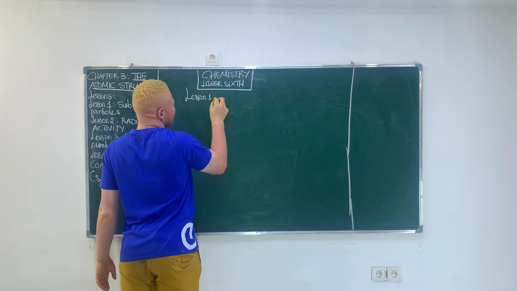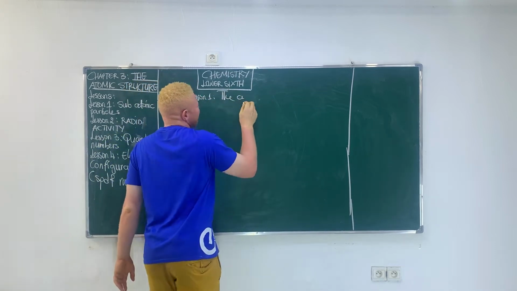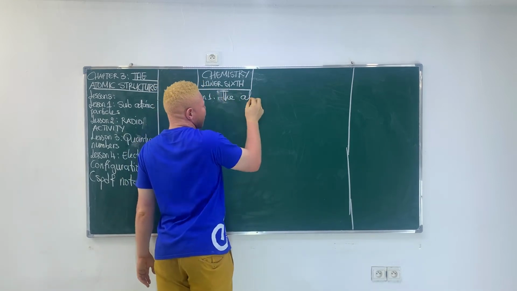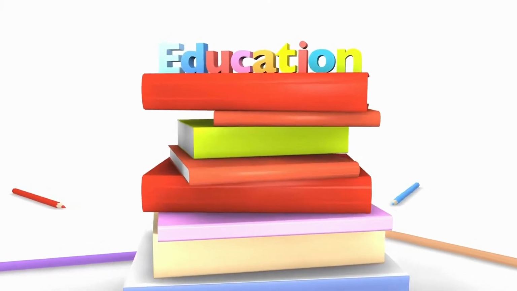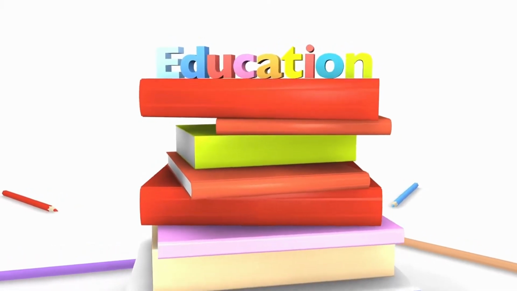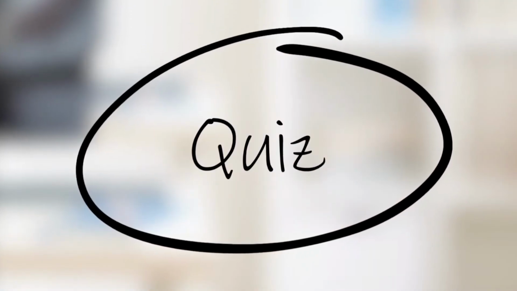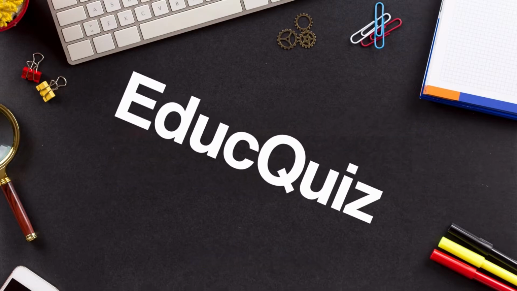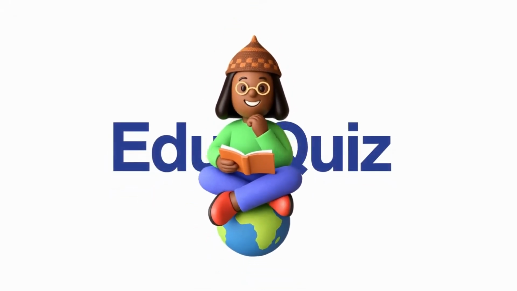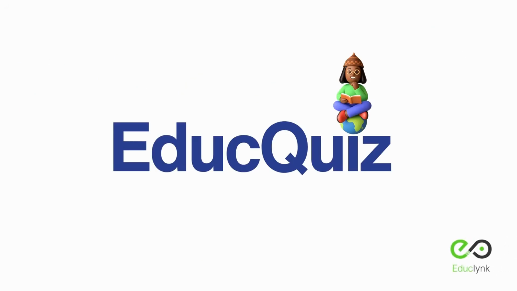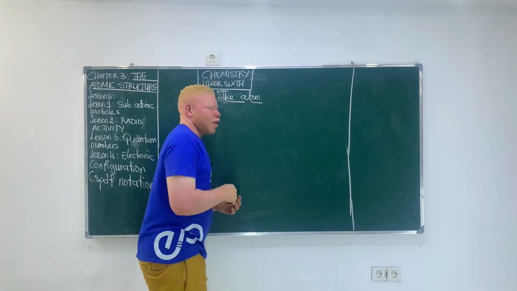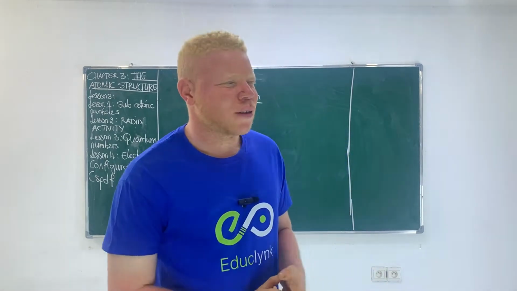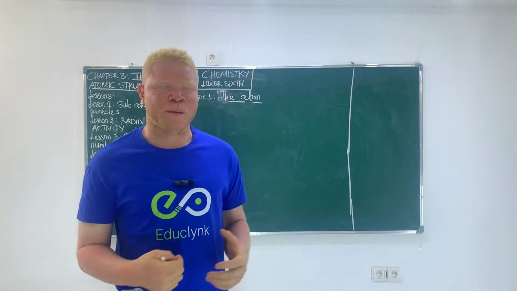Lesson 1, subatomic particle or the atom. The atom is the smallest particle of matter that can take part in a chemical reaction. The atom is made up of subatomic particles.